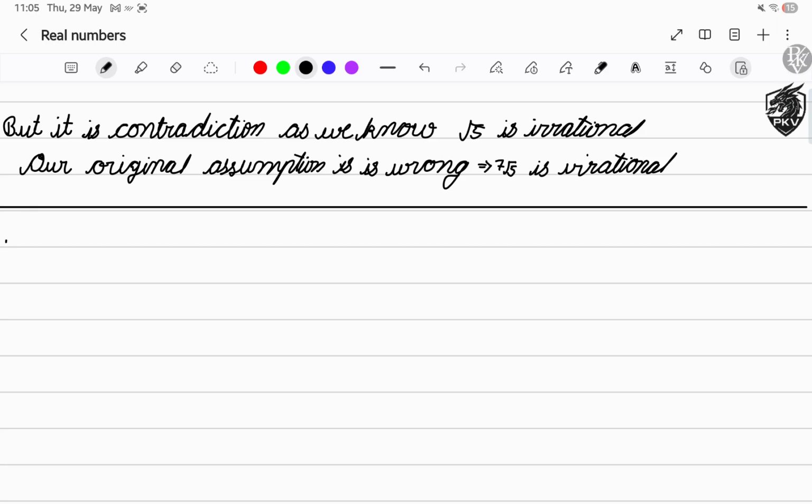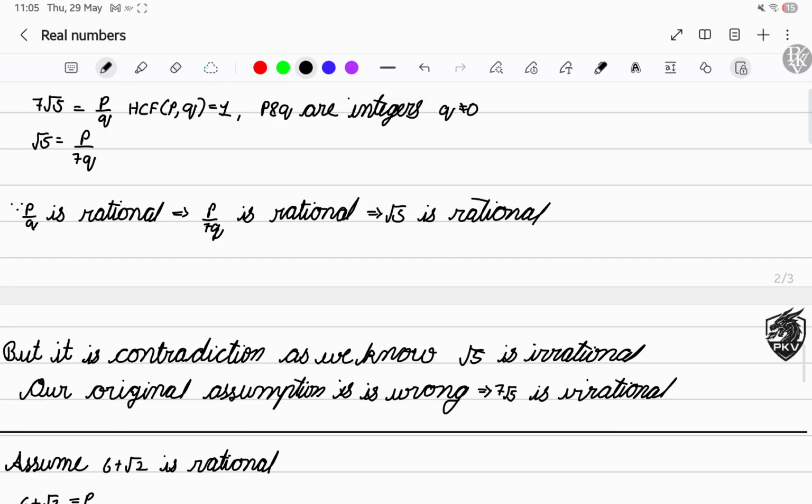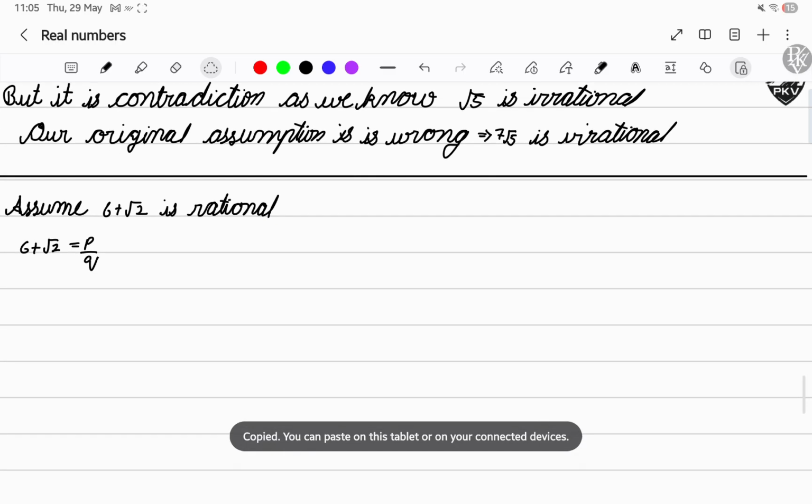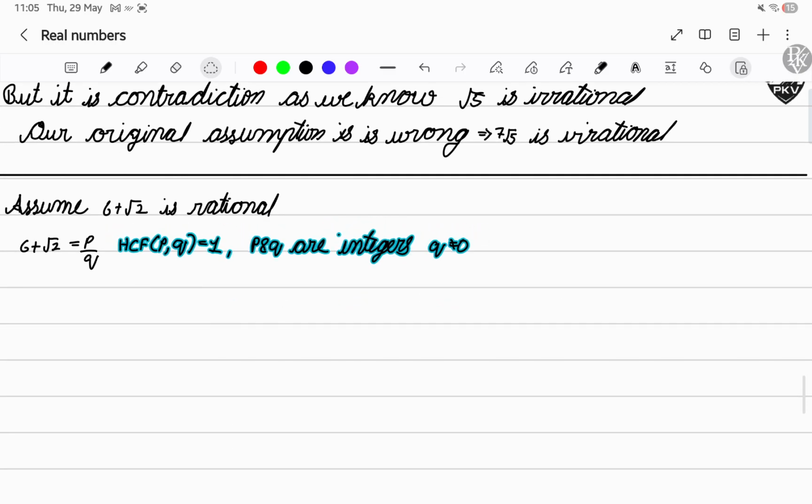6 plus root 2. So assume 6 plus root 2 is rational. So 6 plus root 2 can be expressed in the form of p by q, where just like before, HCF of p and q is equal to 1, p and q are integers and q not equal to 0. Okay, we have to write that in every single question.